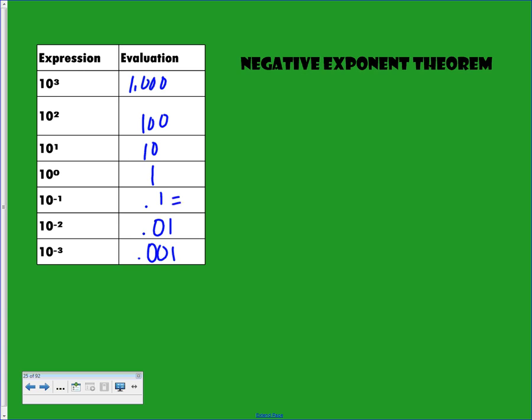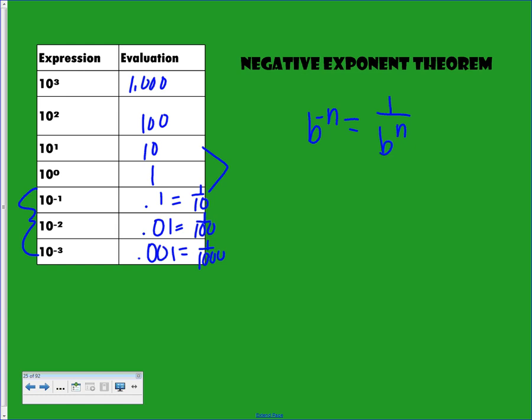Well, 0.1 is really the fraction 1 over 10. 0.01 is 1 over 100, and then 1 over 1,000. So what really happened? If I had a negative exponent, I really took the reciprocal, right? 10 to the first was 10, 10 to the negative 1 was 1 over 10. So our theorem today says b to the negative n is 1 over b to the n.